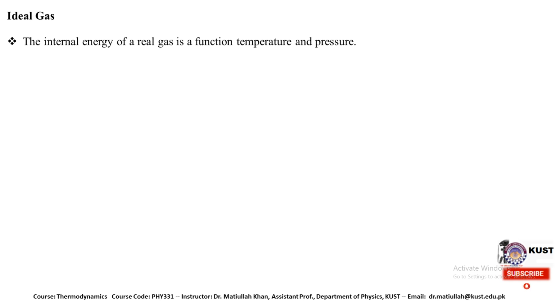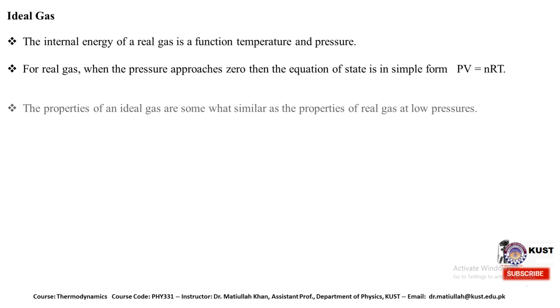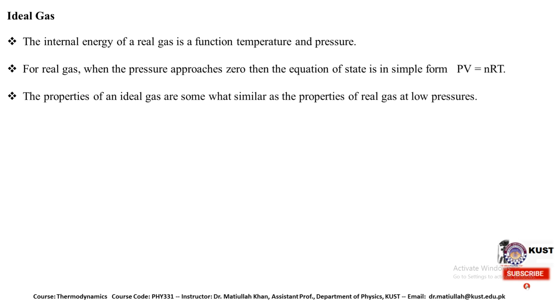If we use an ideal gas, its properties are a bit different. Its internal energy is not the same as a real gas, but depends only upon the temperature of that particular ideal gas. We also need to repeat that the internal energy of a real gas is a function of temperature and pressure. But for a real gas, when pressure approaches zero, the equation of state takes a simple form, that is PV = RT. And the properties of an ideal gas are somewhat similar to the properties of a real gas at low pressure.